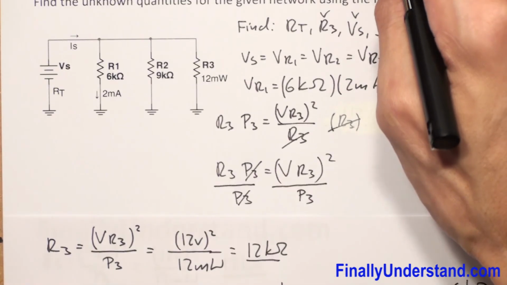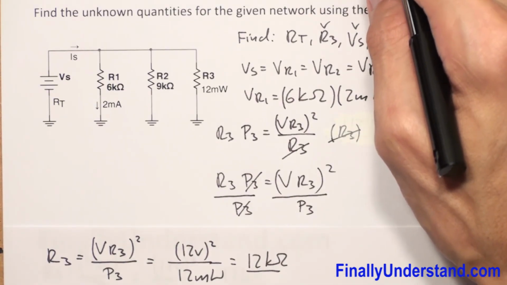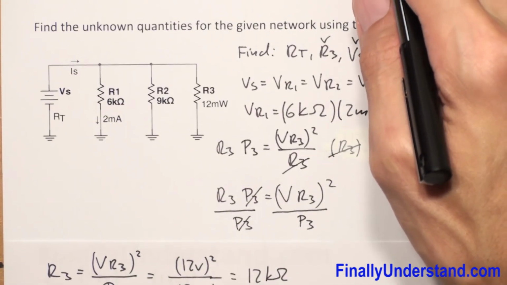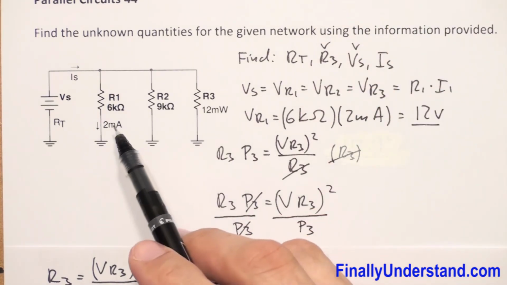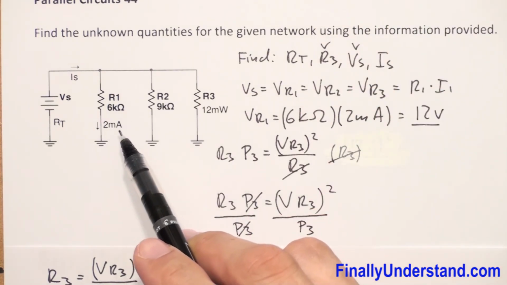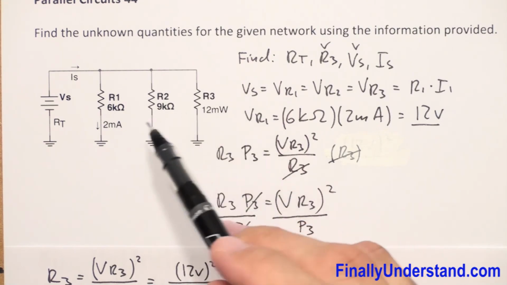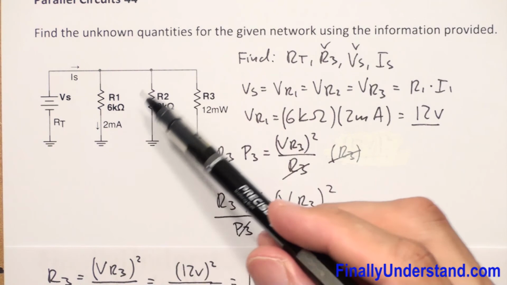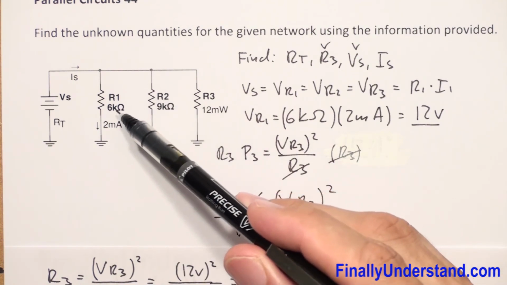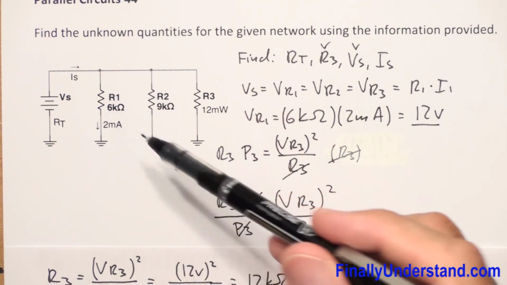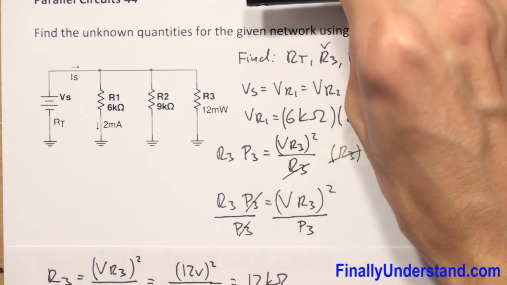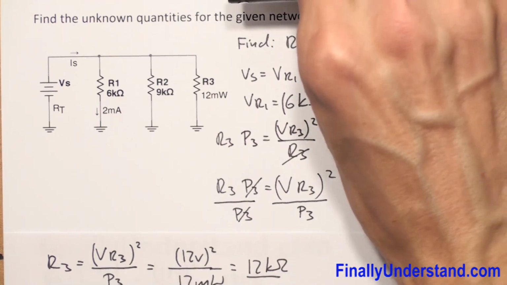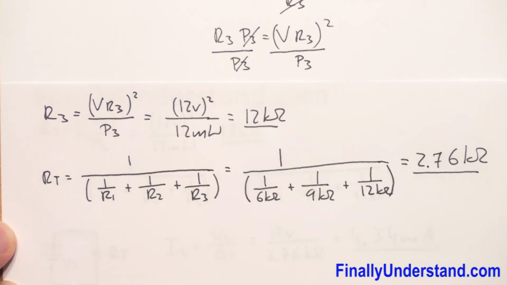Please notice that the total resistance, 2.76 kilo ohms, is lower than the lowest resistance in this circuit. The lowest resistance in this circuit is 6 kilo ohms. So if we got R total less than the lowest resistance in this circuit, it means that we are doing everything correctly so far. Next, we're supposed to find I source.